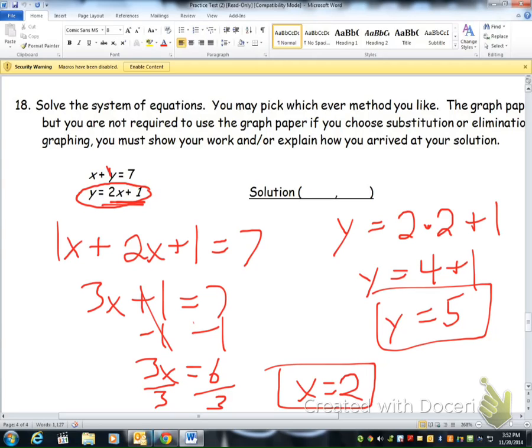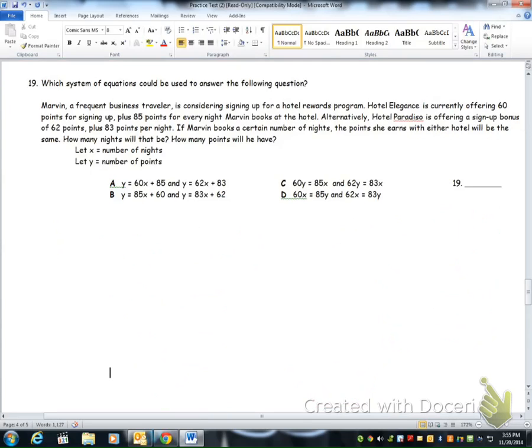Alright, so let's look at number 19 next. So 19 is a word problem. Now, again, they kind of help you out in the fact that they tell you that X is going to represent the number of nights that you're staying in the hotel, and Y is going to equal the number of points. Now, obviously, Y is going to be something related to the number of nights you spend. You're going to earn more points based on more nights.